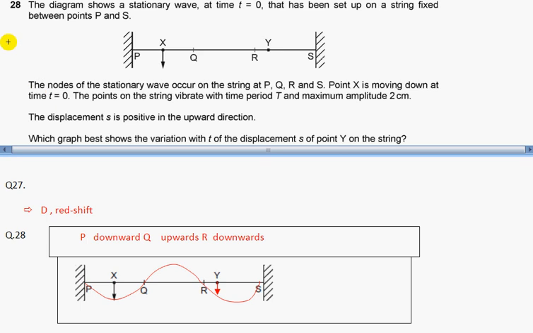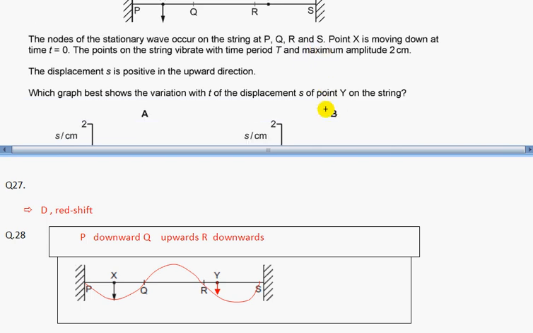Right, the diagram shows a stationary wave at time t0 that has been set up on a string fixed between points P and S. So we have a standing wave. The nodes of the stationary wave occur on the string at P, Q, R, and S. Point X is moving down at time 0. The point on the string vibrates with the same period and maximum amplitude 2 cm. The displacement S is positive in the upward direction. Which graph best shows the variation with time of the displacement S of point Y on the string?